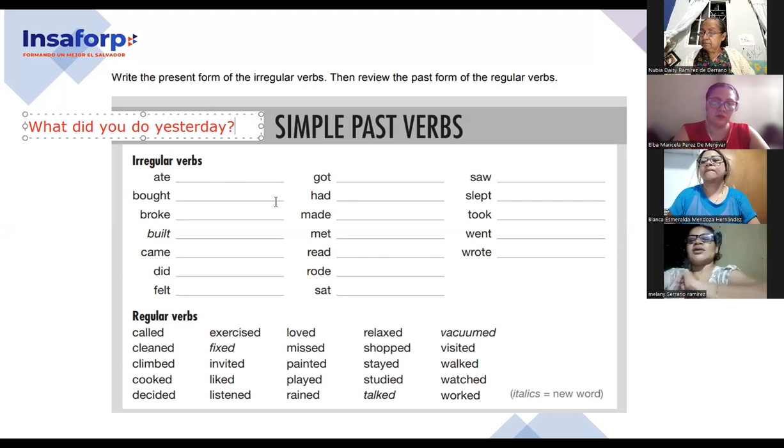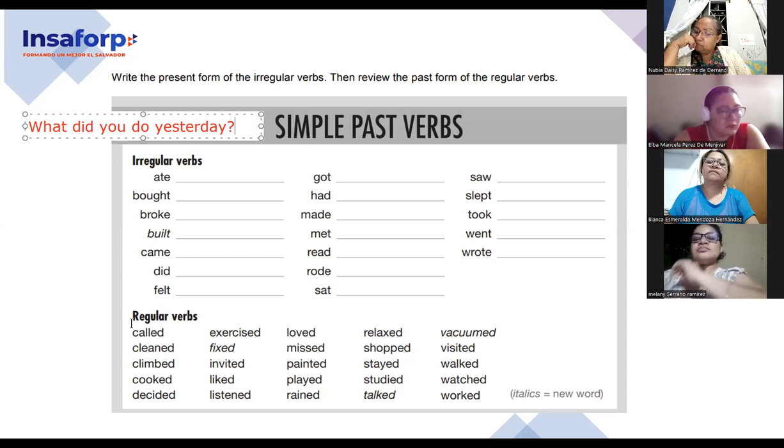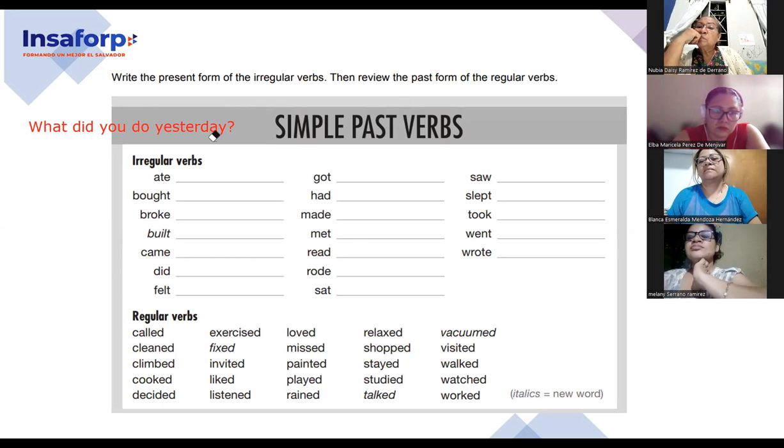Or, yesterday I ate a hamburger. Yesterday I bought a blouse. Yesterday I broke a window. Yesterday I built a castle. Yesterday I came late. So that's the way you can practice these verbs little by little. Don't forget that we have irregular and regular verbs. We use both of them when it comes to communicating something in the past.